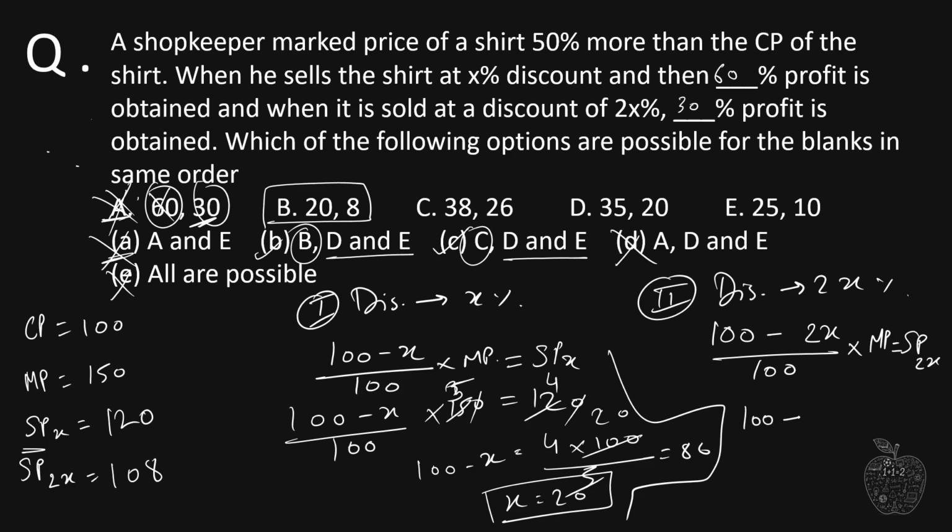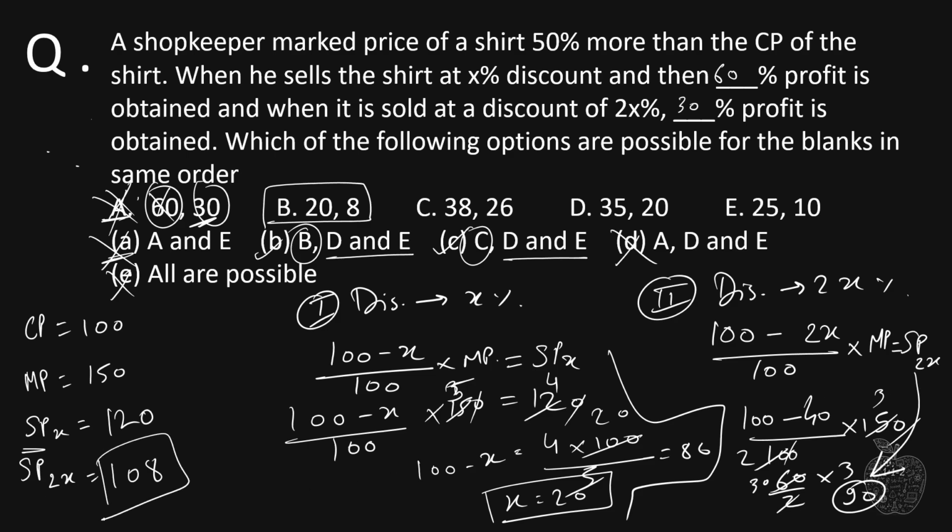So 100 minus 2 into x, that means 2 into 20, we get 40 over 100 into mark price is 150. Okay, so 0 0, 5 3s are... 5 2s are 60 divided by 2 into 3, 2 3s are 0, 3 3s are 9, we are getting 90. But this is not correct, because the selling price for 2x should be 108, we are getting 90. That means option B is also wrong, that means C is the correct one.